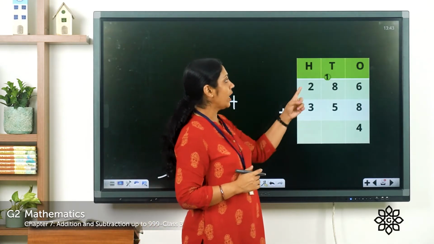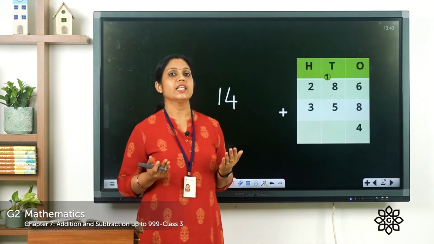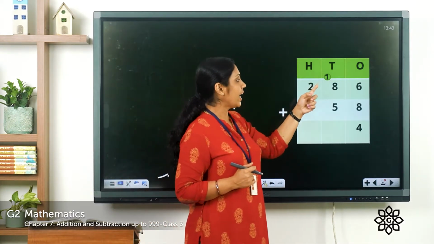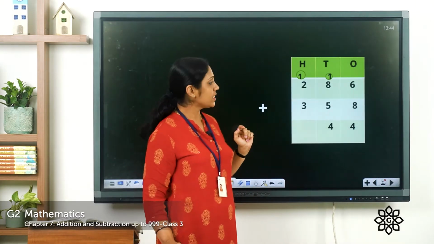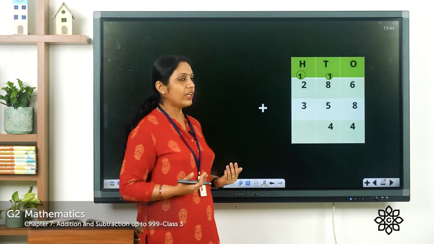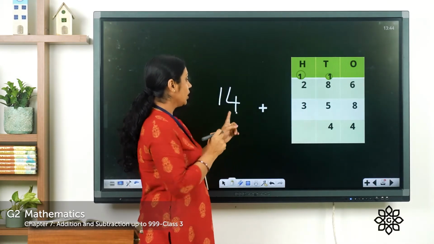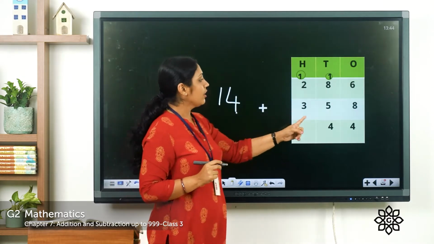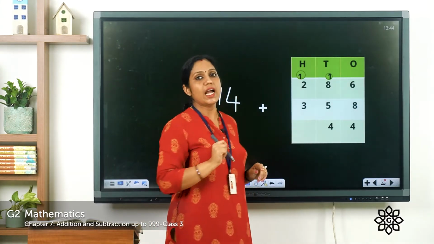So now we'll have to add 1 plus 8. How much is 1 plus 8? It is 9, and with that 9 we have to add this 5. So 9 plus 5 is 14, and again we get the number 14. So the 4 we write here in the tens place, and 1 we carry over to the hundreds place.